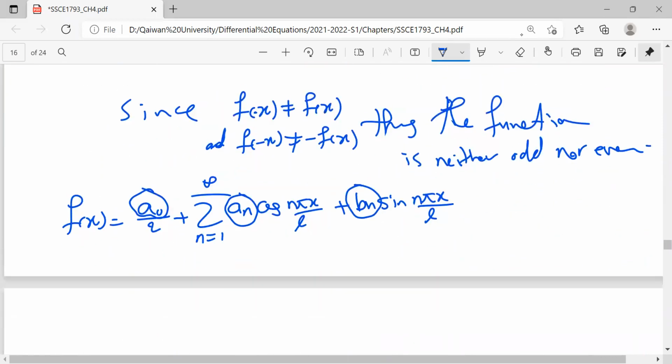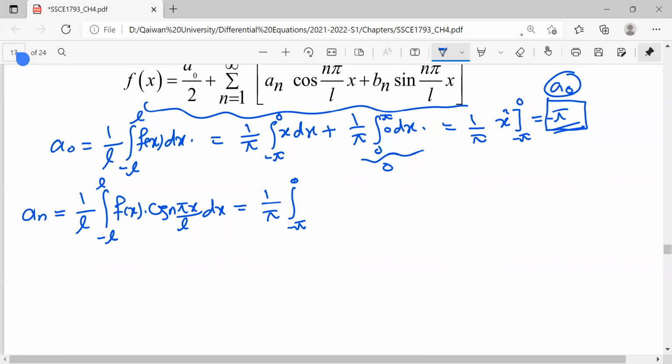The function is x. x times cosine n pi x over L. L is pi. These two cancel, so you get cosine nx dx, plus 1 over pi integration from 0 to pi for 0 times cosine nx dx. This is 0, because 0 times cosine is 0. The defined integration of 0 is still 0.